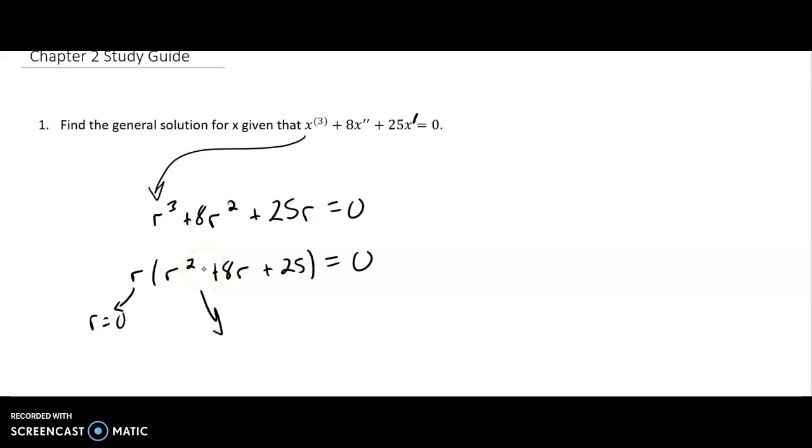So I'm going to look at this on its own and complete the square on it. So r squared plus 8r plus something. What do I need there to have it be a perfect square? It's going to be r plus 4 squared. So I need a 16 there. And then there's a couple ways to do this. I'm just going to say, let's move the 25 over, so minus 25. And then I added 16, so we're going to add 16 to both sides.